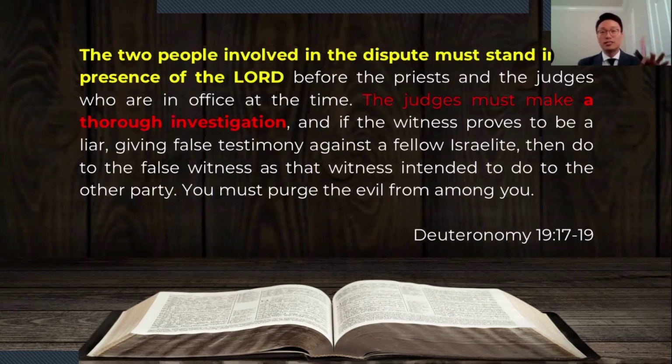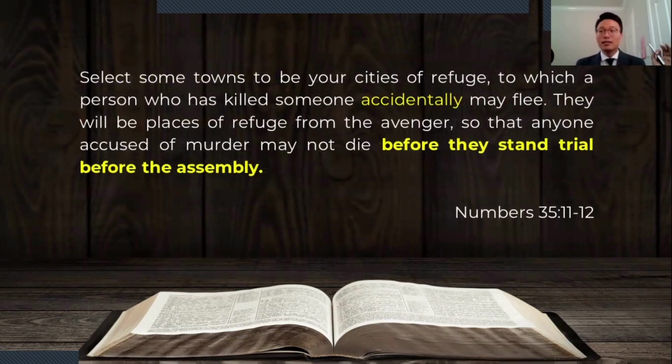So here, the two people represent Jesus and Satan, and the judge represents God. So God makes a very clear judgment by a thorough investigation with the perfect ground. Because of Numbers 35, even though this is not directly connected to the sanctuary system, I already talked about the linkage, the connection between the refuge and sanctuary. Select some towns to be your cities of refuge, to which a person who has killed someone accidentally may flee. They will be places of refuge from the avenger, so that anyone accused of murder may not die before they stand trial before the assembly.